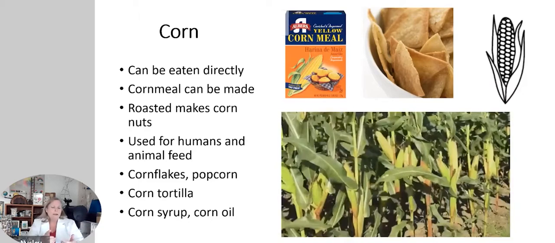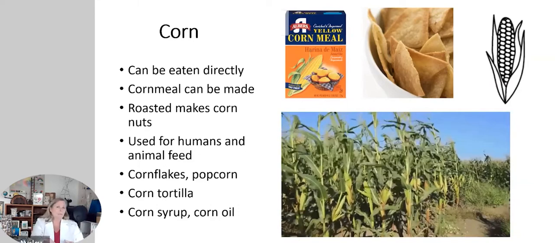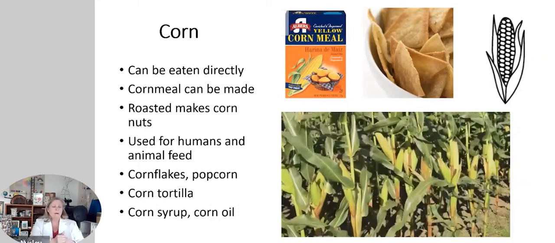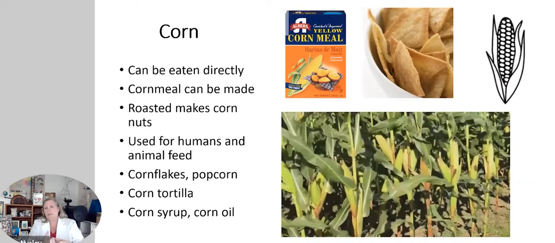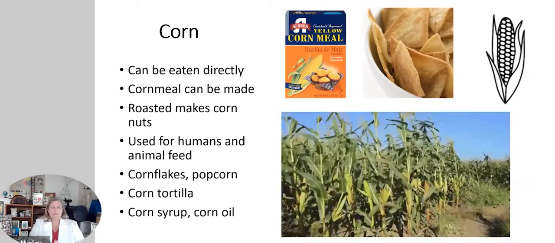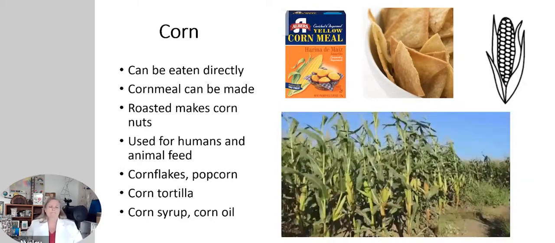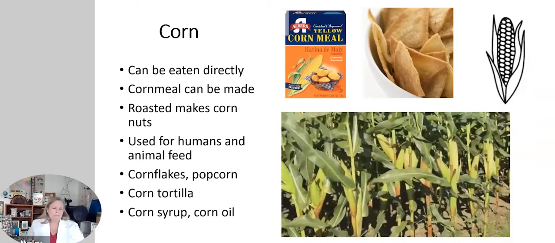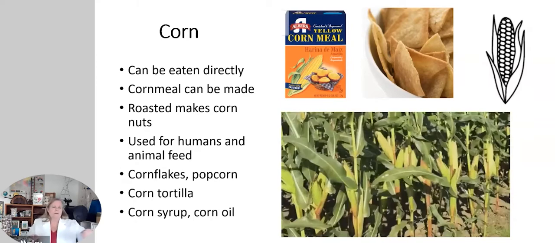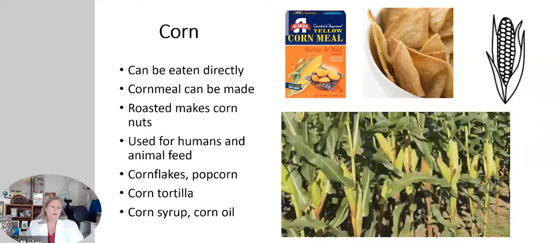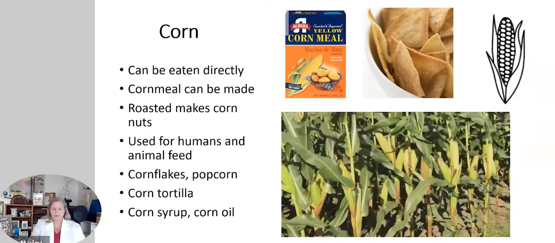Now that corn can be harvested. It can be eaten direct. It can be harvested and made into like a cornmeal, like if you like corn muffins. It can be roasted to make a nut. It's used a lot for humans to eat as well as animals to eat. Think of cereals, cornflakes, popcorn, corn tortillas. If you've ever watched mom or dad cook, they use corn syrup or corn oil. Okay, all of those are products just from our field of corn there.